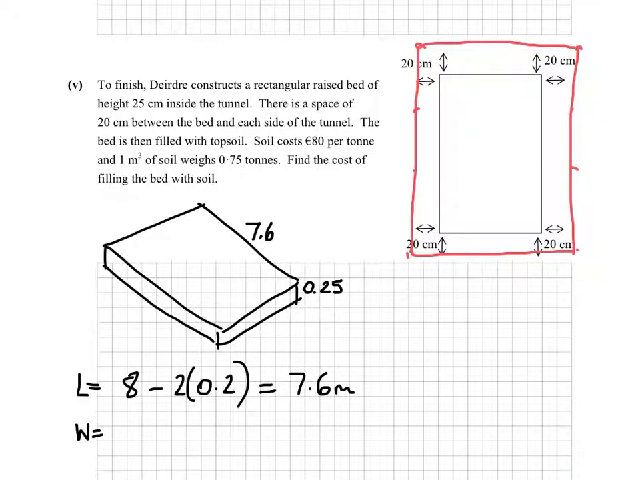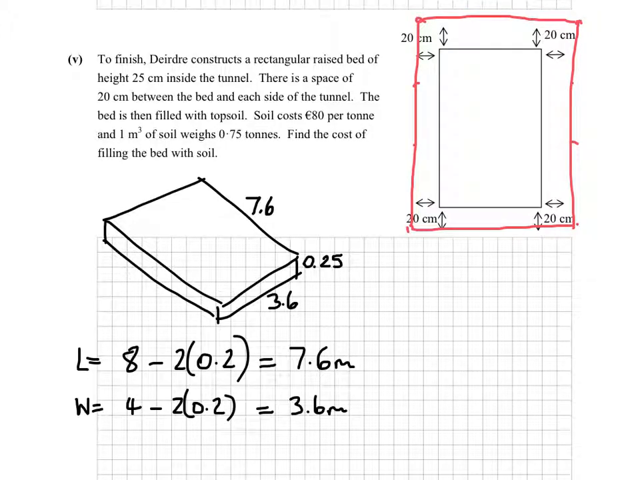Similarly, for the width of it, we know it has a width of 4, and we're taking away from that 2 lots of 20 centimetres, so we get 3.6 metres. And so the volume of this cuboid is going to be those 3 dimensions multiplied together, length by width by height. And you're expected to know that formula off by heart. It's not in the formula book. And that's 6.84 meters cubed of earth.